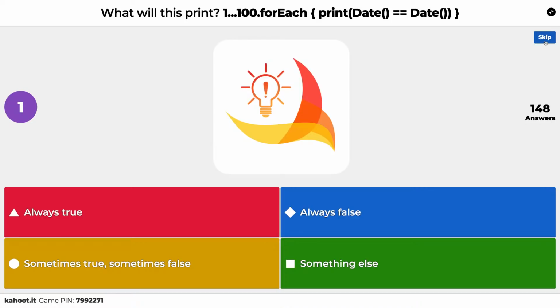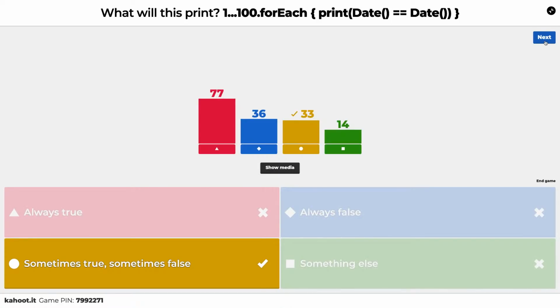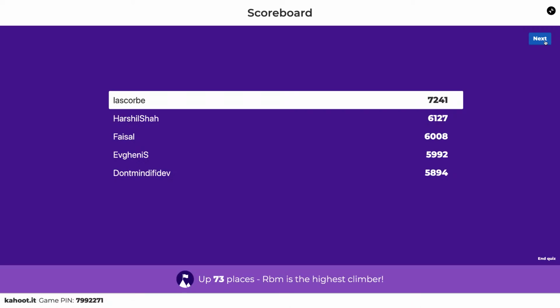3, 2, 1. It is sometimes true, sometimes false. Making a new date has super high accuracy, and so it won't always be true because there's a little bit of a gap between making those two date instances. So it'll be mostly true, but occasionally false. That one, I suspect, may change our leaderboard. Let's find out. Lewis, second place, and Sebastian, well done. Harshil slipped there, but George Elsham, well done. George is in fourth place now.